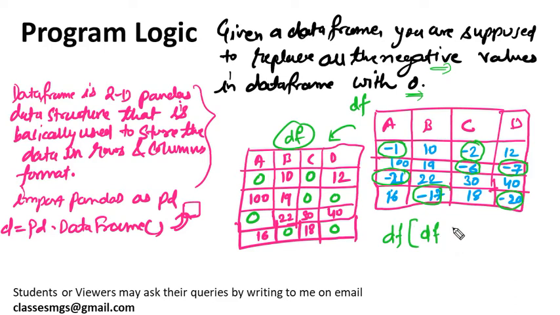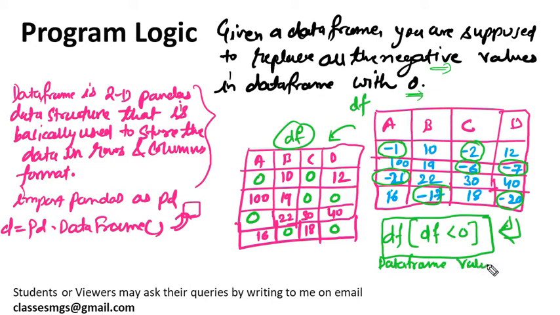If you pass the data frame less than 0 like this, then what it returns actually, you should know. I have covered it in the theory classes also. So this is known as data frame values filtering. What it will do, it will return all the values that are less than 0. For those values it will return true and otherwise it will return false.